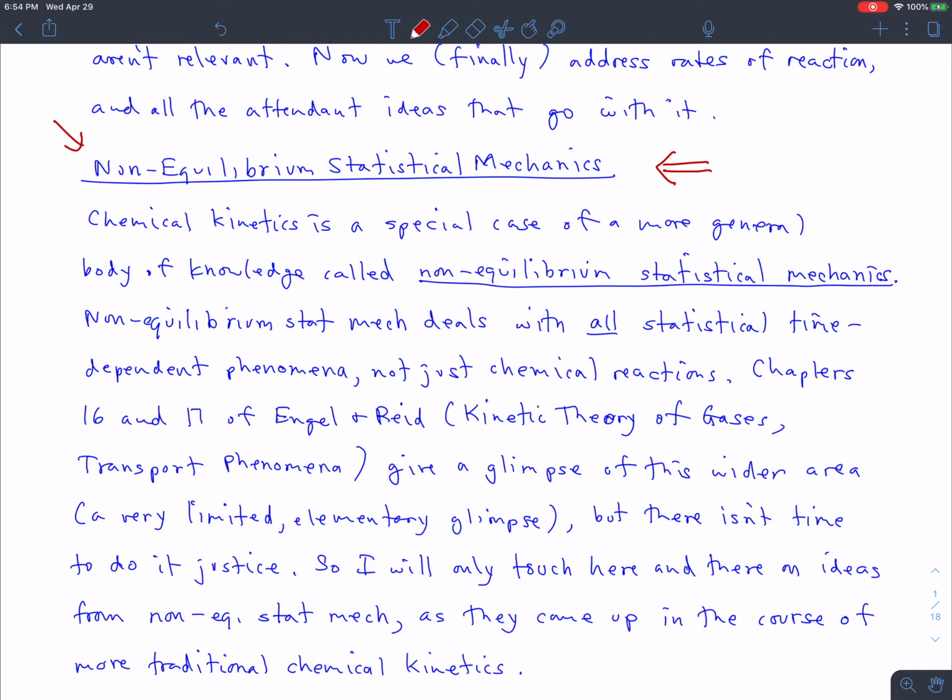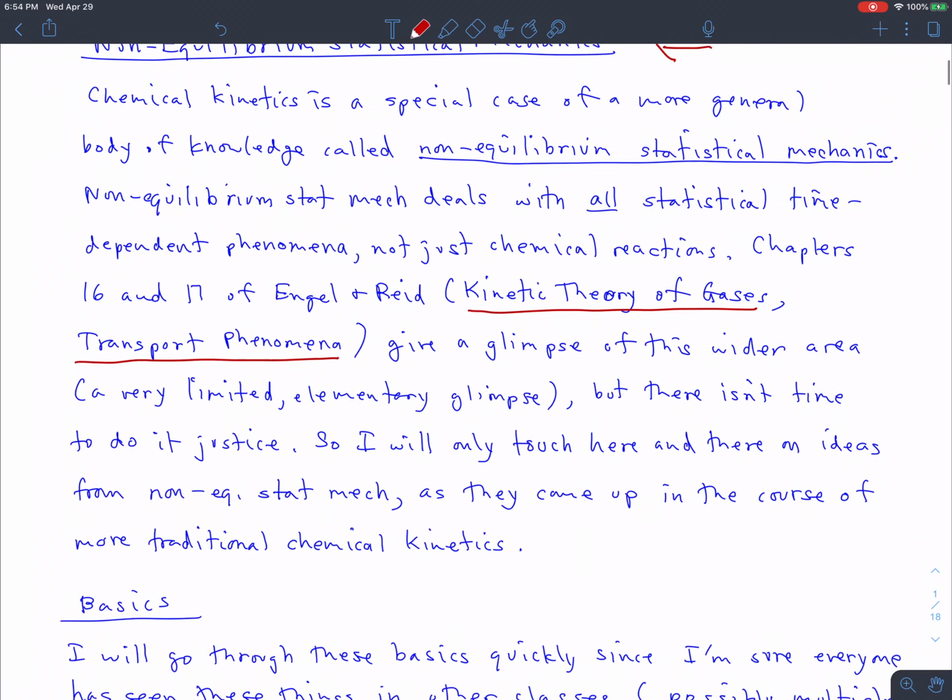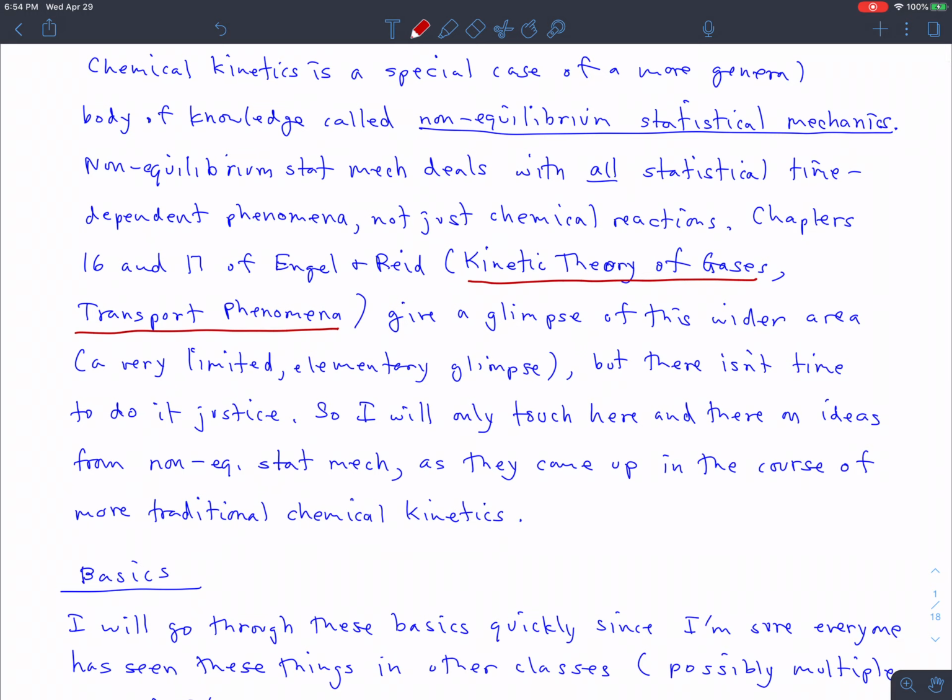There is more than chemical kinetics. There's a little preview of it in the book, in the two chapters that we're skipping. We're skipping chapter 16 and chapter 17, which are the kinetic theory of gases and then transport phenomena. Both of those are examples of at least the very, very lowest level and beginnings of non-equilibrium stat mech. So if you want to get a little bit of a flavor of it, especially the transport phenomenon section in chapter 17, then you can look at those chapters, but we won't cover them in this class.